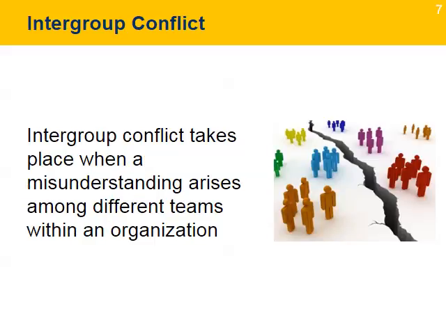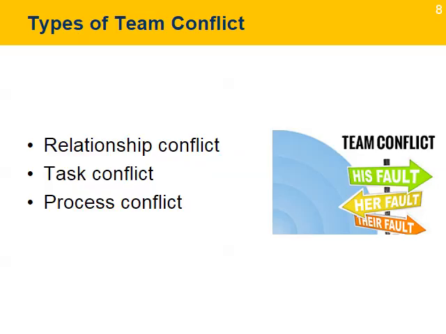Intergroup conflict takes place when a misunderstanding arises among different teams within an organization. For example, the finance department of an organization can come in conflict with the emergency program department. This is due to the different goals and interests of these groups. In addition, competition over limited resources also contributes to intergroup conflict arising. This type of conflict needs to be managed by senior executives in the organization.